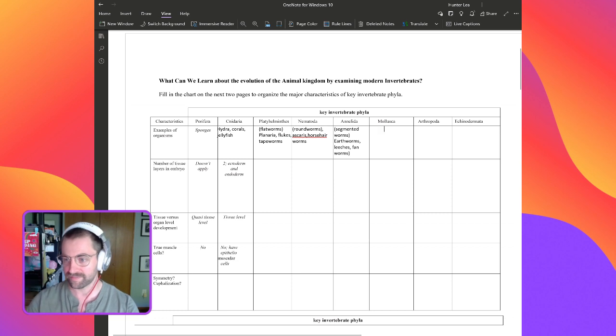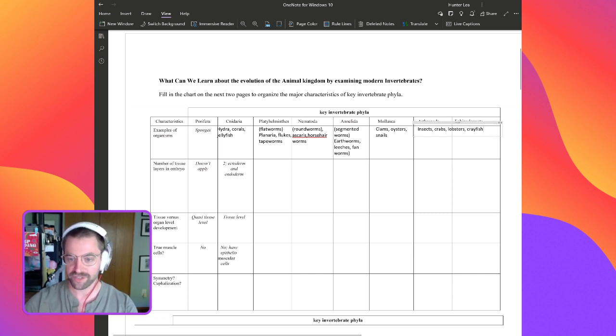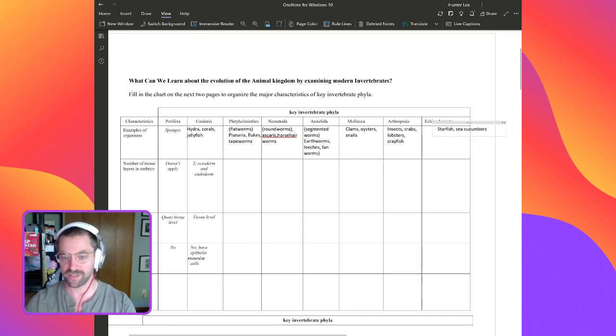All right, mollusca. All the really tasty ones, assuming you're not allergic to shellfish. Clams, oysters, and snails. Arthropoda. Insects, crabs, lobsters, crayfish. And Echinodermata. Starfish, sea cucumbers, sea urchins, and sand dollars.